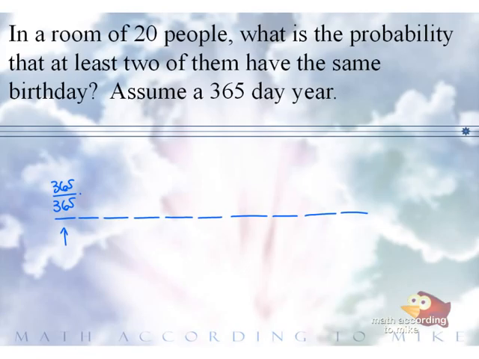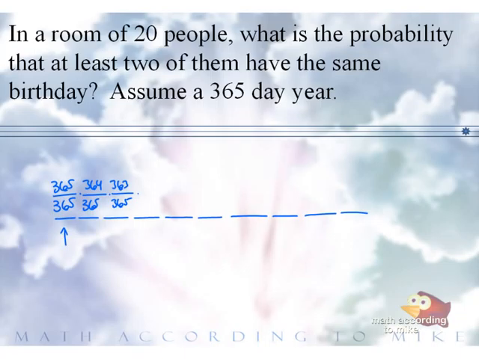And this next person can't have the same birthday as the previous person. So how many days does he or she have to pick from? 364. And the next person can't have the same birthday as the previous 2, so 363 over 365, and so on. Notice the denominator is always going to be 365.